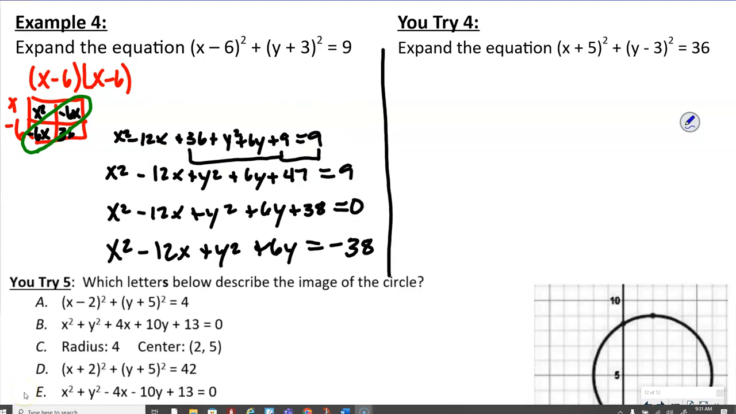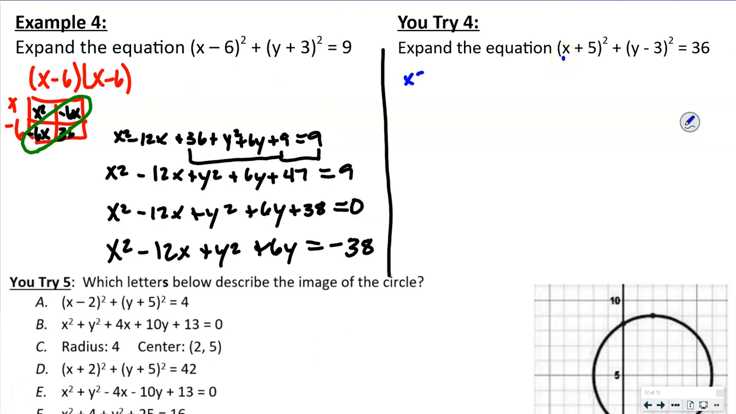Next one, again, we're going to bring down our x, and we're going to square it. We're going to multiply the 5 times the x, and times 2, so that's going to be 10x, and then we're going to square the 5, that's 25. Do the same thing, bring down the y, square it. Multiply y times negative 3, that would make it be negative 3y times 2 is negative 6y, and then square the negative 3, so that would be 9, and that's equal to 36.